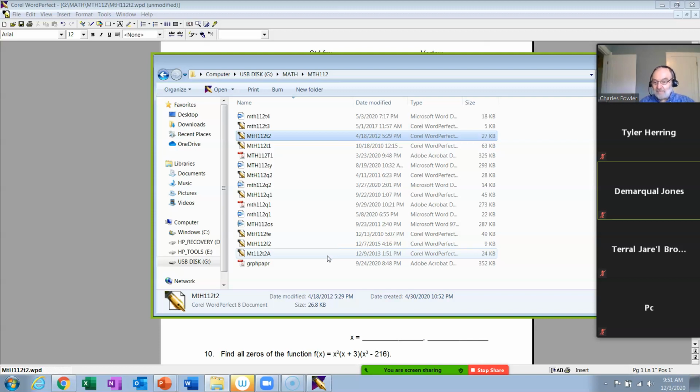So 1 through 8, but there's multiple blanks here. Number 1 has 5 blanks. Number 2 only has 1. Number 3 has 2. Number 4 has 4. Number 5 has 4. Number 6 only has 1. Number 7 has 6. And number 8 has 1. So there's quite a few blanks there, so they don't count off so badly each one. But that's all you have to do, 1 through 8.